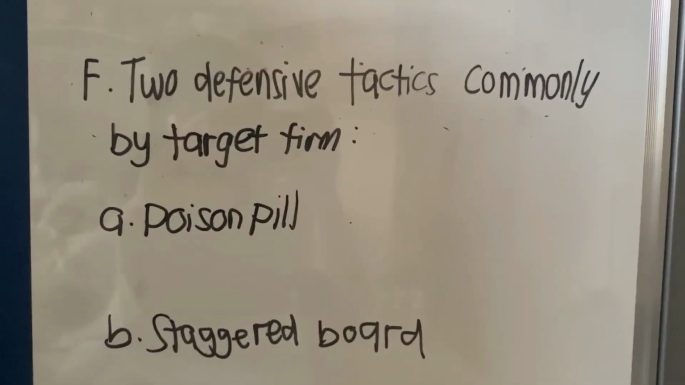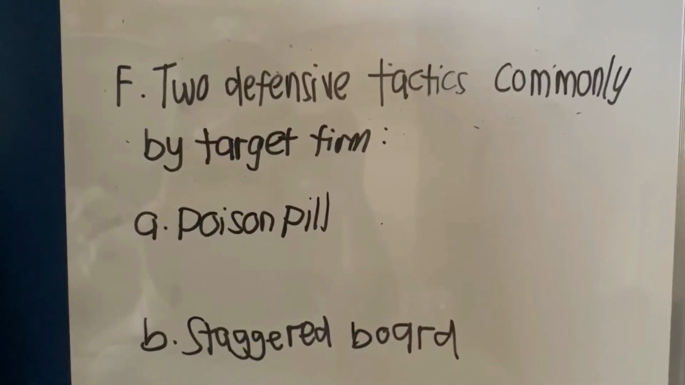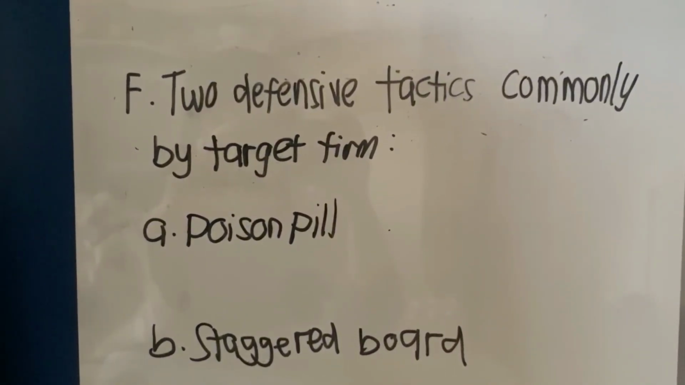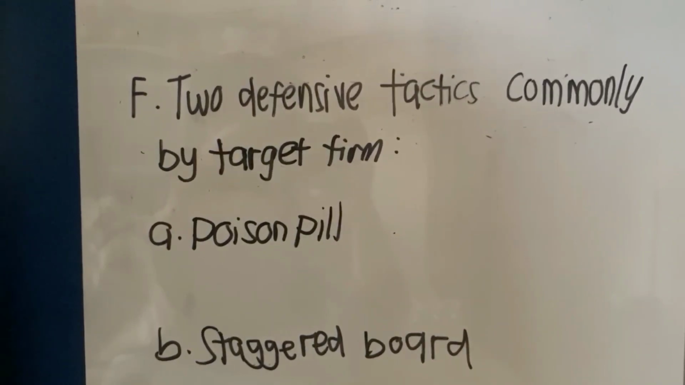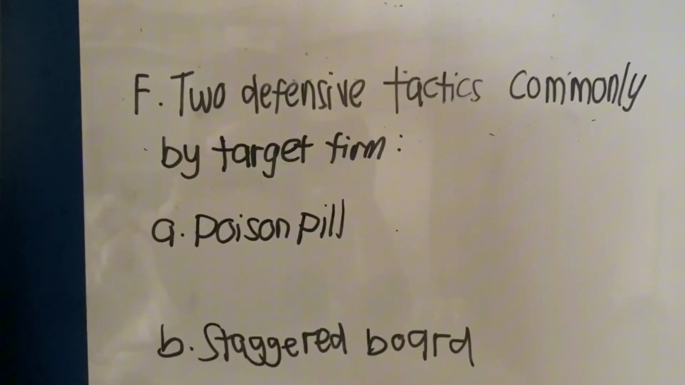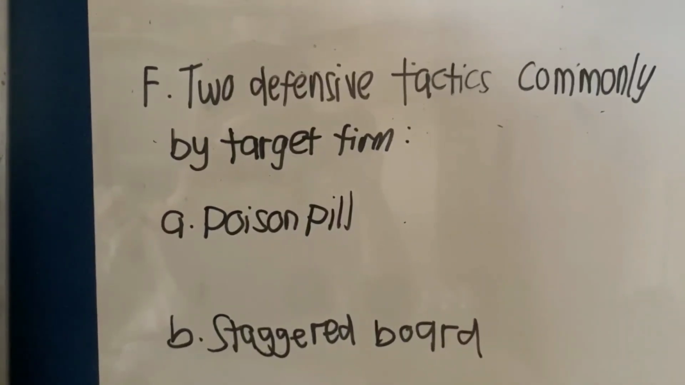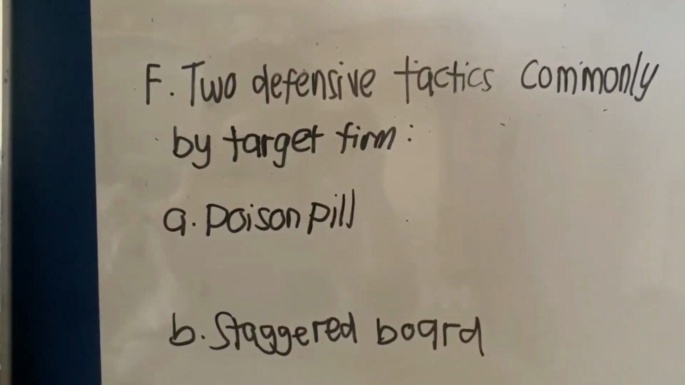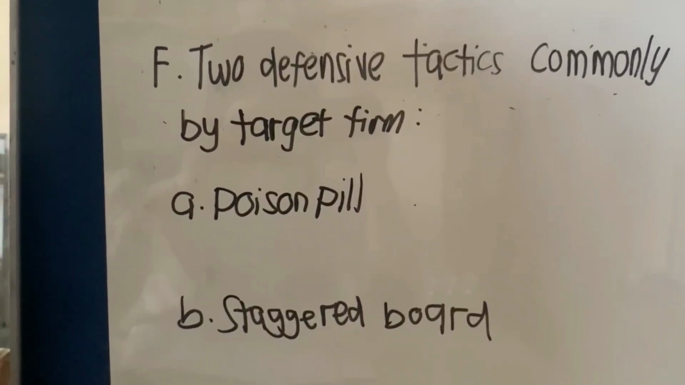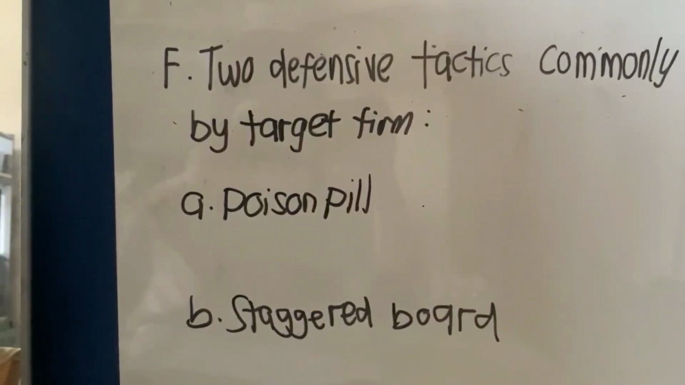For the question F, the answer for two defensive tactics commonly used by target firm manager to resist unfriendly takeover attempts is poison pill and staggered board. For the poison pill, when an acquirer obtains a specific percentage of the target's share, the target company may use a poison pill approach, in which case it may issue a large number of shares to current owner or offer them at a substantial discount, thereby diluting the acquired stake, because it becomes more costly to acquire a controlling interest. This makes the purchase less appealing to the acquirer and makes it expensive.